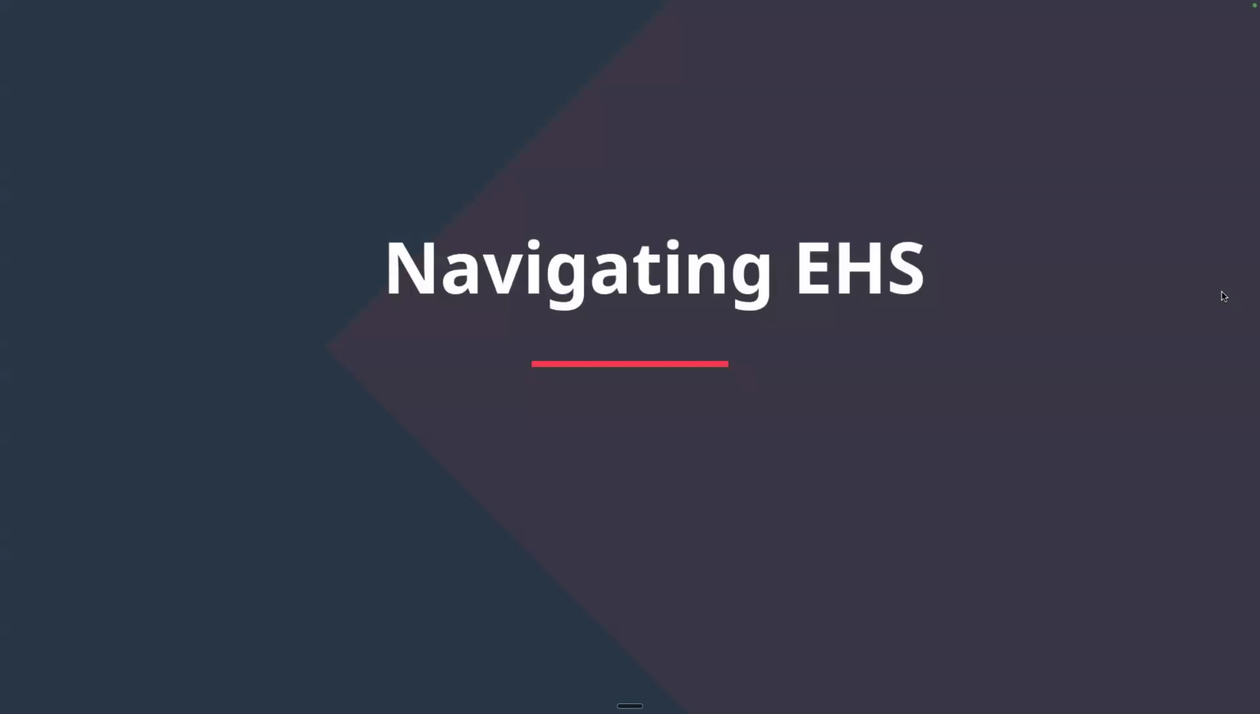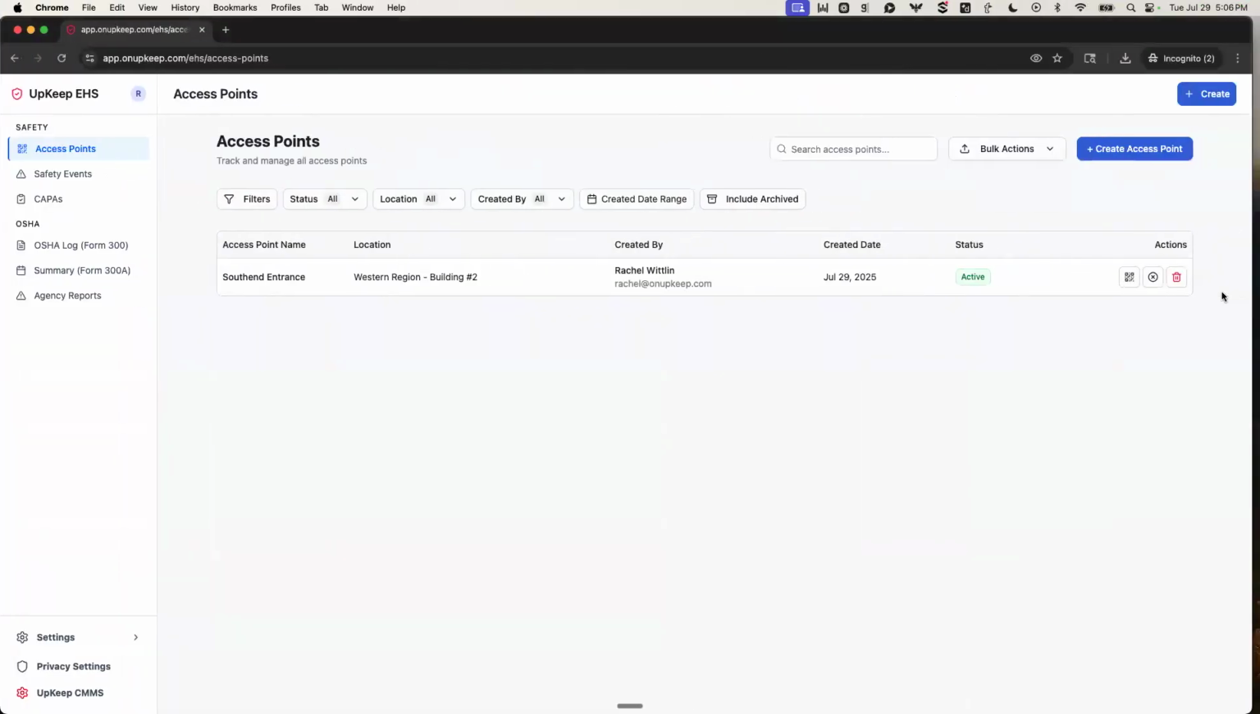Now let's actually dive into the application. What you see here is your EHS dashboard. First, starting with your access points. Again, these are the areas of your facility where you can paste your QR codes to enable your team to scan and submit their incident reports. Let's walk through what this looks like together.